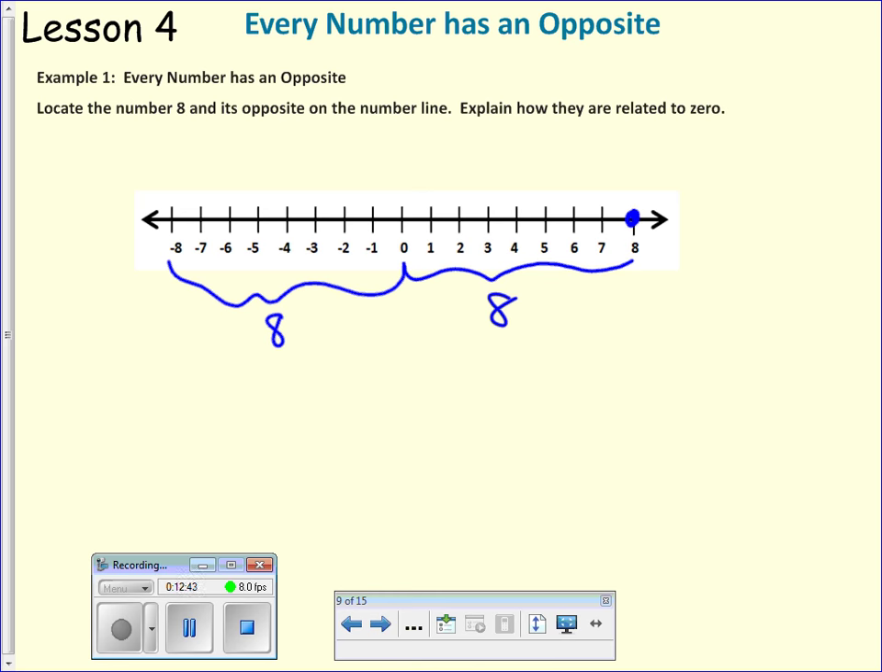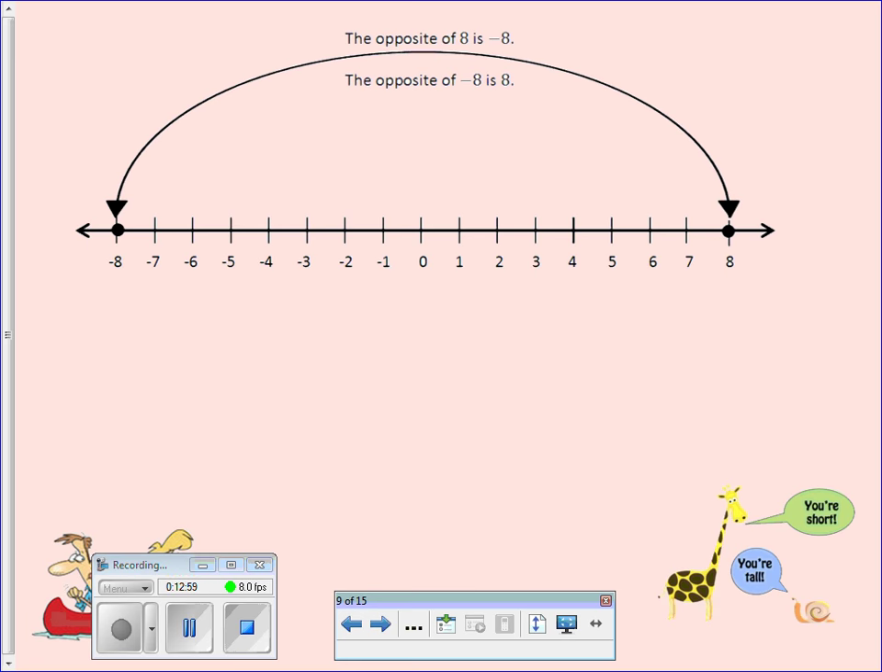It's not negative 8. It's still 8 units to negative 8. So the opposite is negative 8 because those are both 8 units or 8 ticks or 8 jumps or 8 hops or 8 spaces. I think you get the point. So if we look here, the opposite of positive 8 is? Negative 8. The opposite of negative 8 is? Positive 8. Okay.